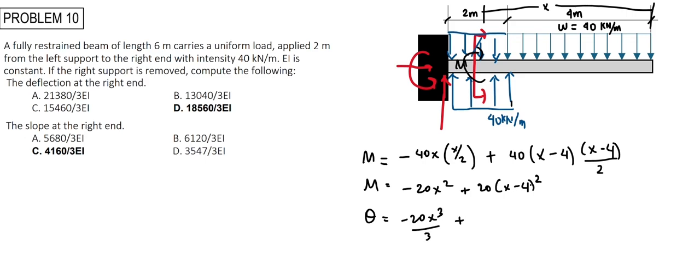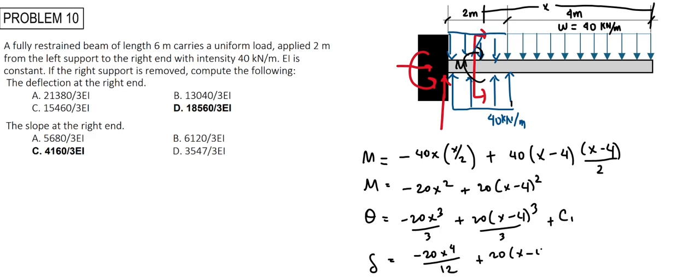And to get our slope equation, we integrate the moment equation to get negative 20x cubed over 3 plus the integral of this expression that is 20 times (x minus 4) cubed over 3 plus the arbitrary constant of c sub 1. And then integrating to get the deflection equation, we get negative 20x raised to the 4th over 4 times 3, that's 12, plus 20 times (x minus 4) raised to the 4th power over 3 times 4, that's 12, plus c sub 1 times x plus c sub 2.